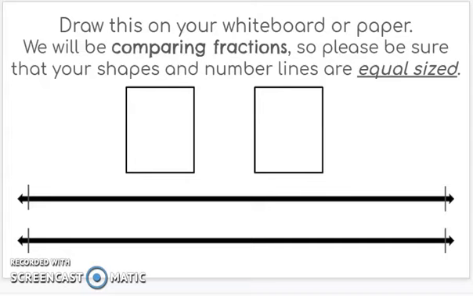The first step is to draw this on your whiteboard or your piece of paper. We will be comparing fractions, so please be sure that your shapes and number lines are equal sized, because we've learned we can't compare fractions unless the sizes of the wholes are equal. Pause this until you have this drawn on your paper and then push play on our lesson video.